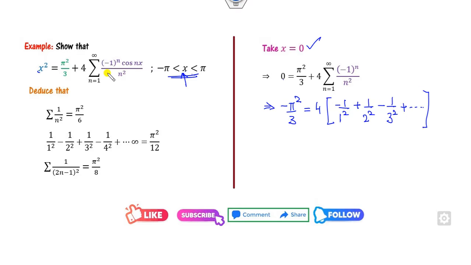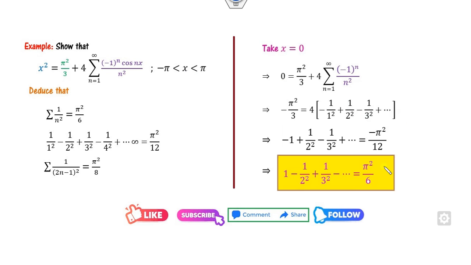Fine. Now, because I need a 1 as positive, I can take minus as common. It is minus 4 times 1 over 1 square, minus 1 over 2 square, plus 1 over 3 square, minus and so on. It is my minus pi square over 3. So that minus and that minus cancel. The answer will be pi square divided by 12, that is the right answer.